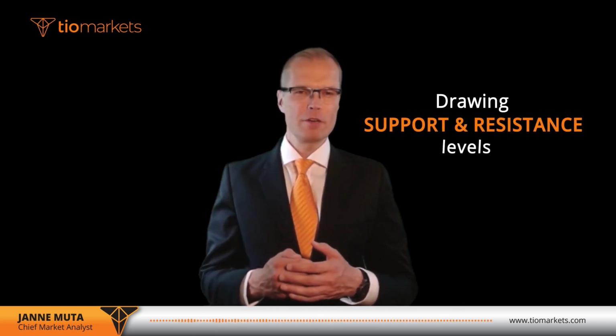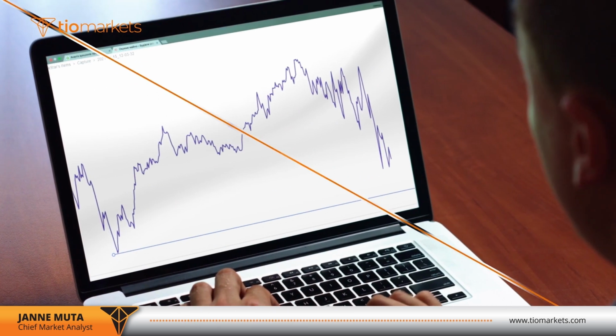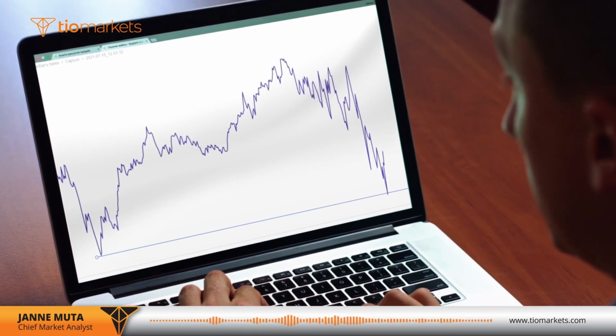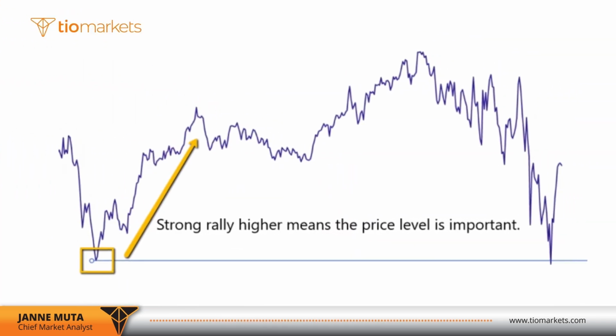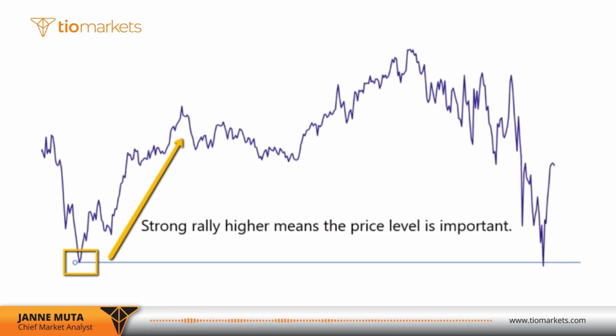Drawing support and resistance levels. Traders draw support and resistance levels at the very edges of the price moves, also known as swing points. This makes sense as the price levels that move the market significantly clearly are important.